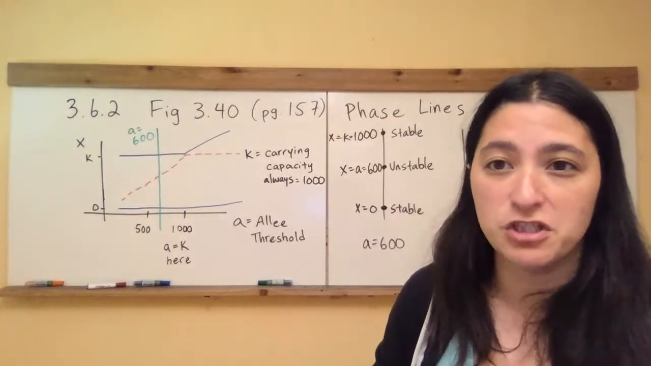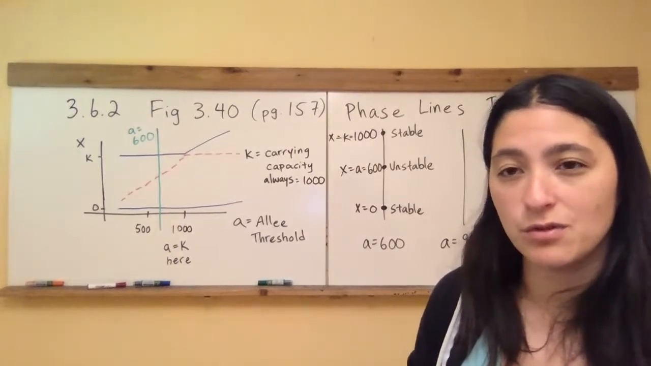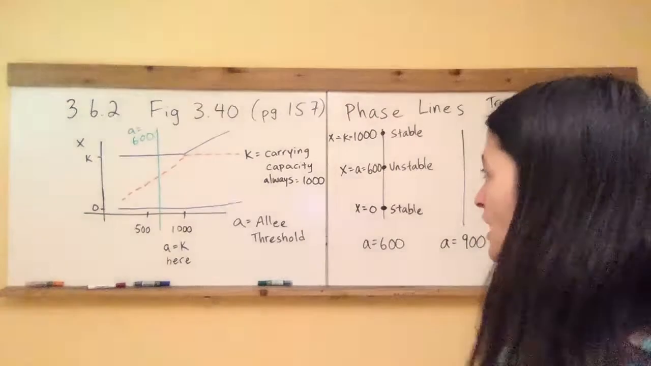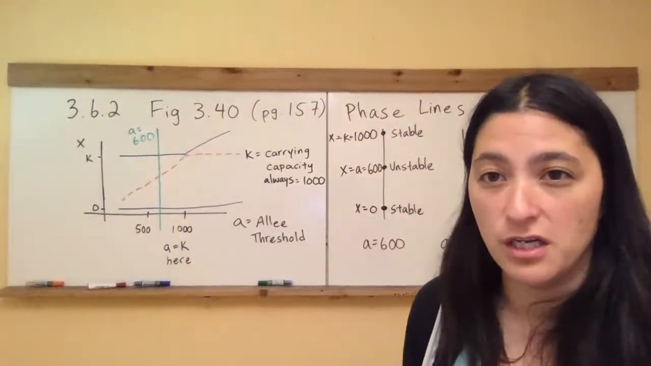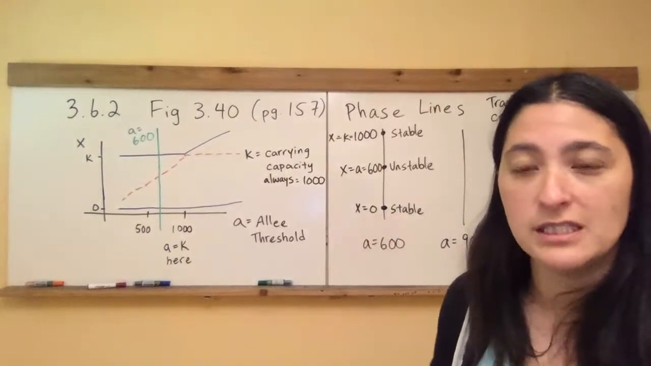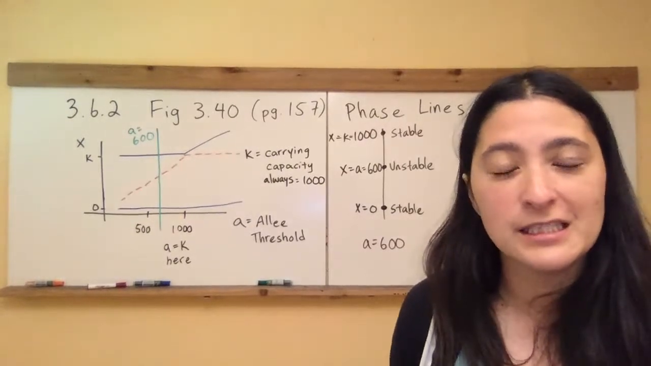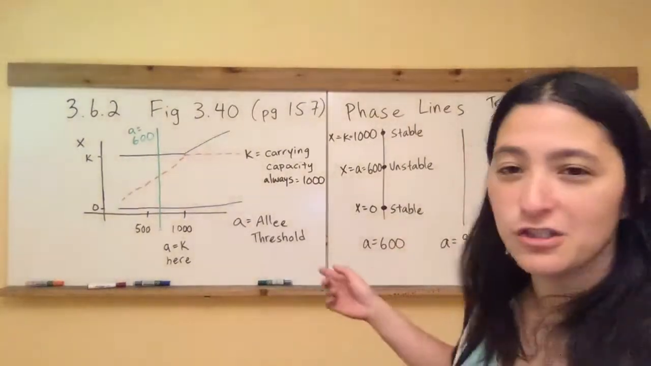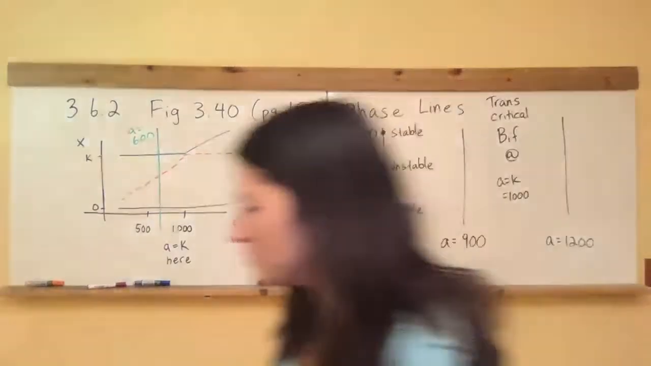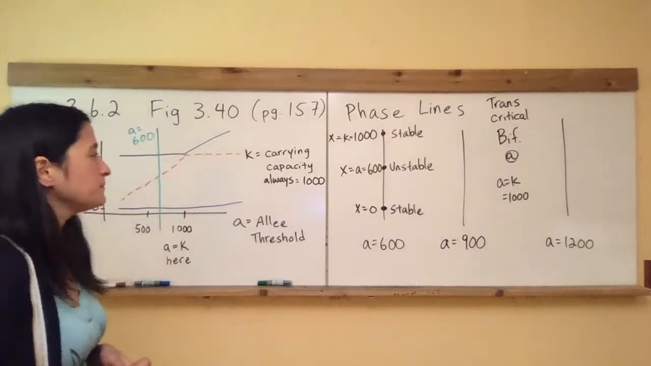So the basin of attraction for X is equal to 600, which is an unstable equilibrium point, is just the initial condition X is equal to 600, because that's the only initial condition that will result in staying at that level. Okay, cool. So let's continue on to 900. Who wants to give me the answer for 900? It says to locate the equilibrium points and classify their stability.